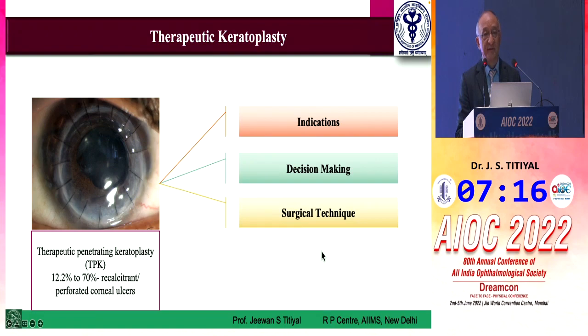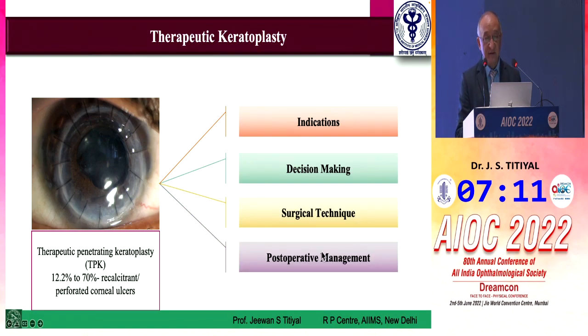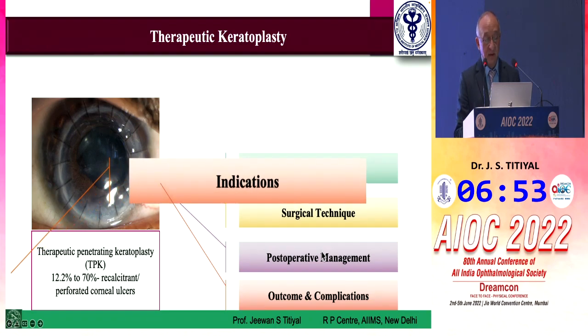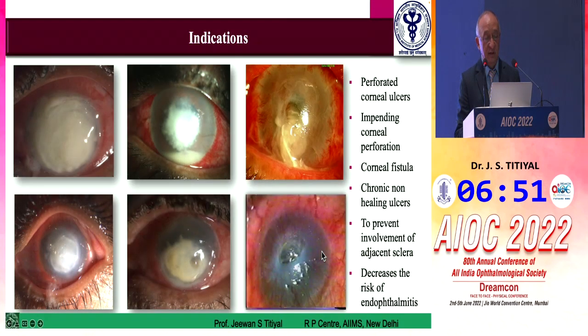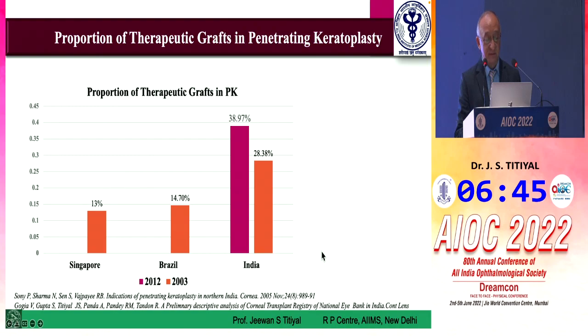What are the decision-making points by which we decide when to do surgery in these cases? Is there any change in the surgical technique? And most importantly, what would be the post-op management of these cases who had such a terrifying infection in the normal cornea? And what would happen after you transplant the donor cornea in cases of such severity of infection? There are bound to be complications also. So these are infections which we have seen in previous speakers' lists. They would require a therapeutic keratoplasty as such.